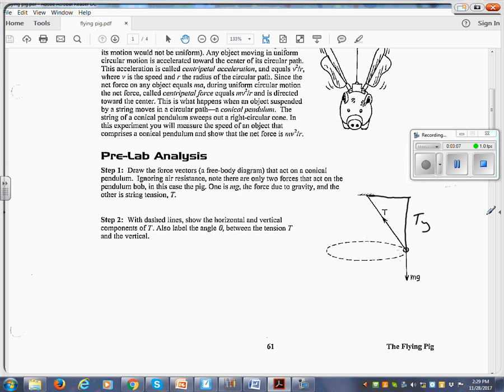Okay, this one over here, of course, would be the TX. And label the angle theta between the tension T and the vertical. So that would be this angle right there, right? Would that also be equivalent to, if I draw it on this side, would that theta be equivalent to there? Maybe that might be better, right? Is that what it says on the next page? Maybe we should have drawn it like that one. So the TX is sideways and the TY is up and down, right?